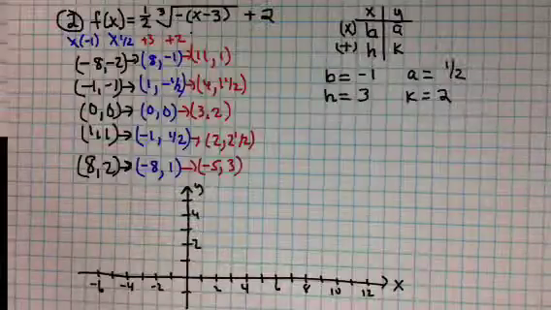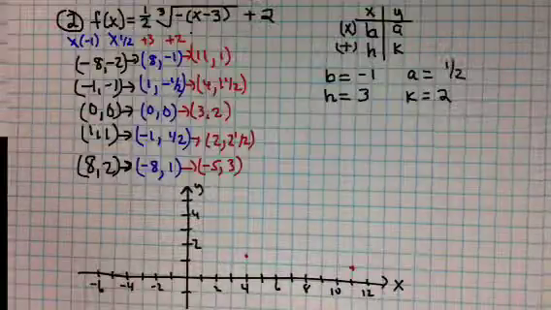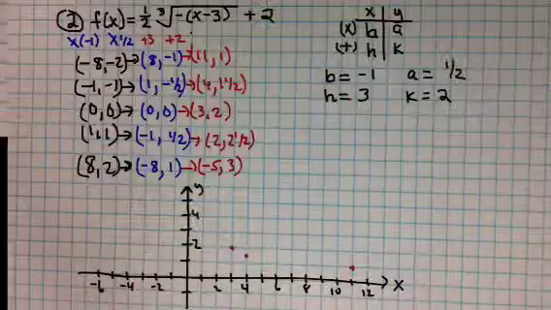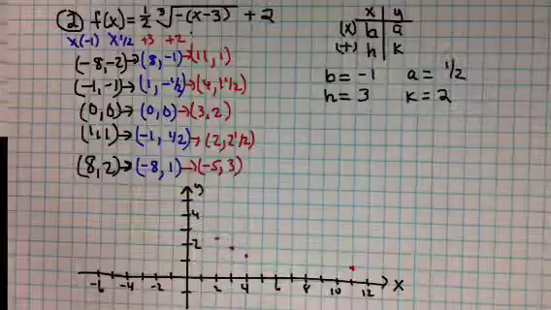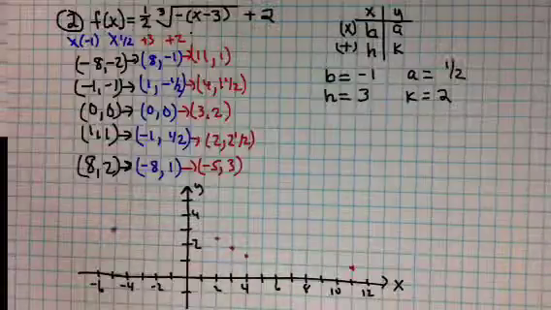I'll use red again. 11, 1, it's right there. 4, 1.5, approximately right there. 3, 2, okay. 2, 2.5, approximately right there. And -5, 3. Okay, so there you have it. You have the 3 middle points right here. This is where the curve changes direction.